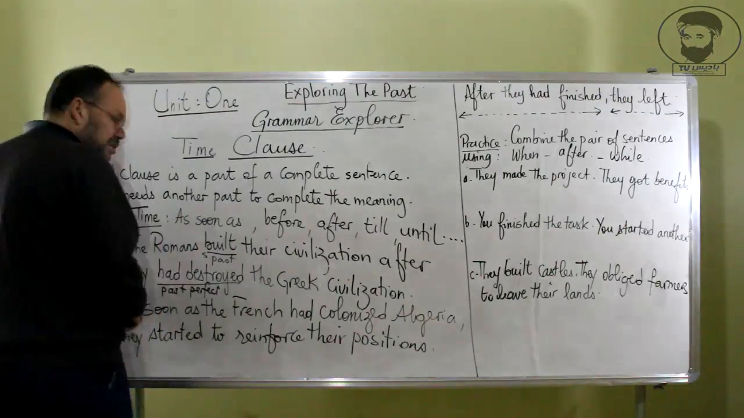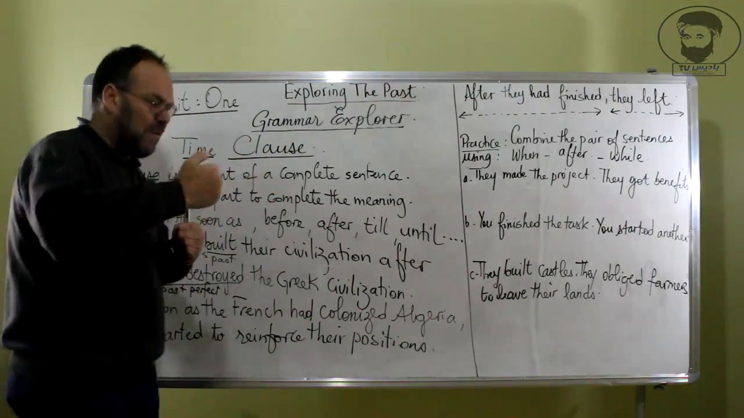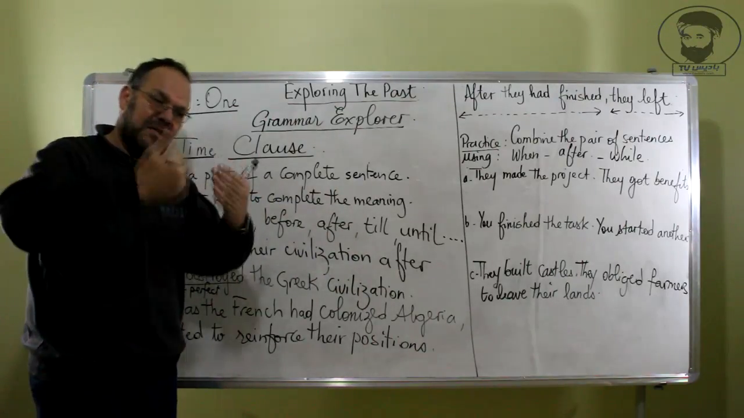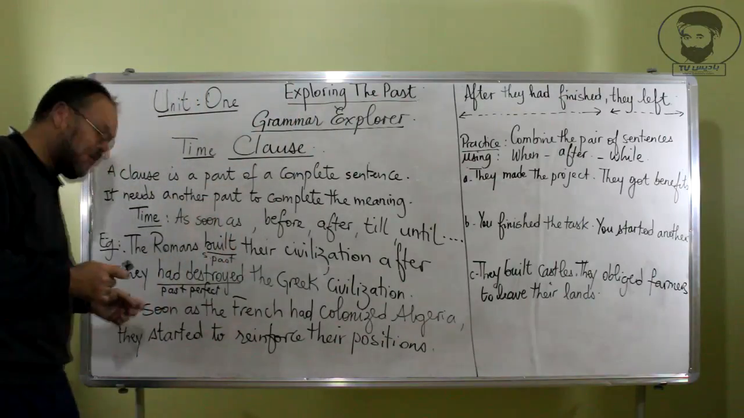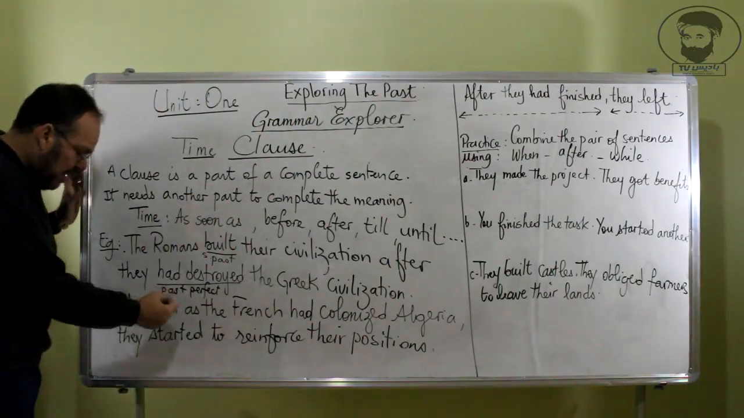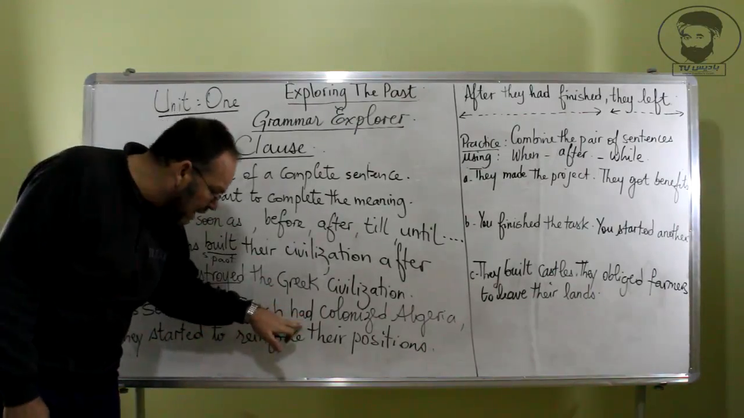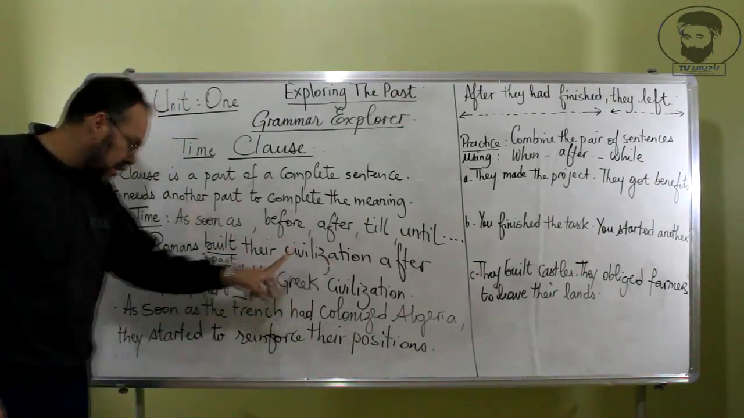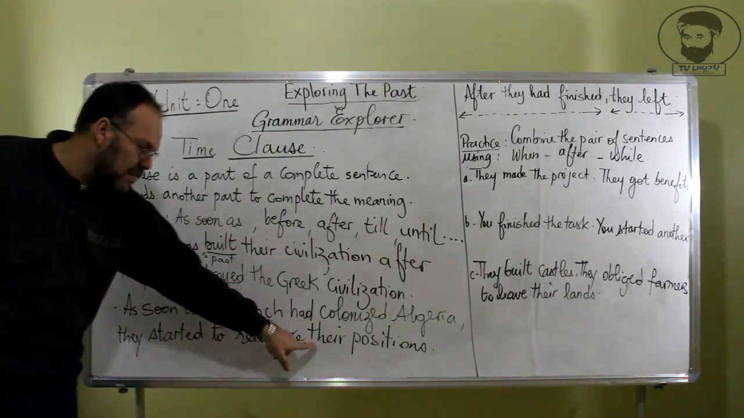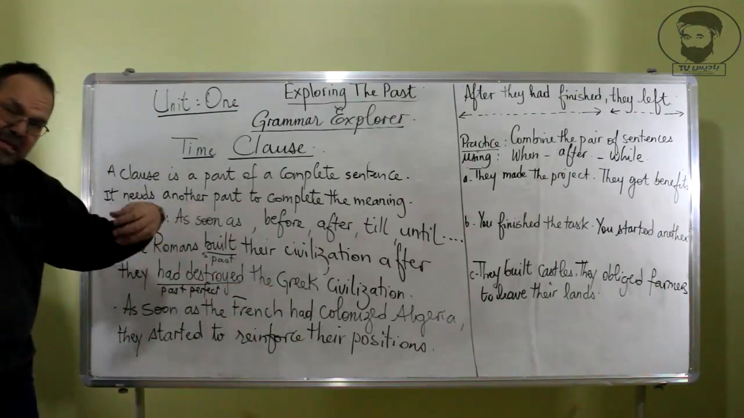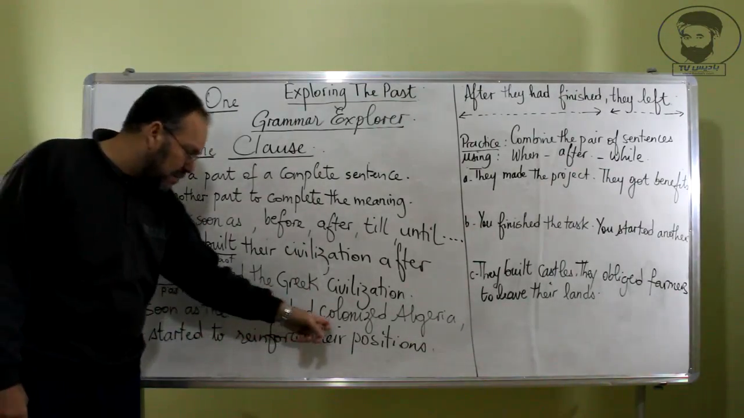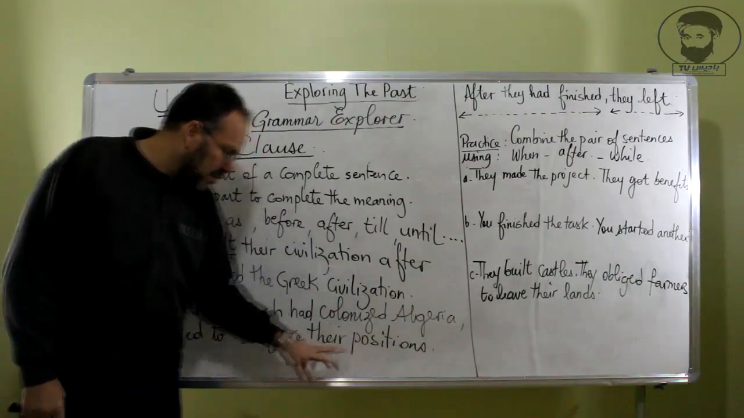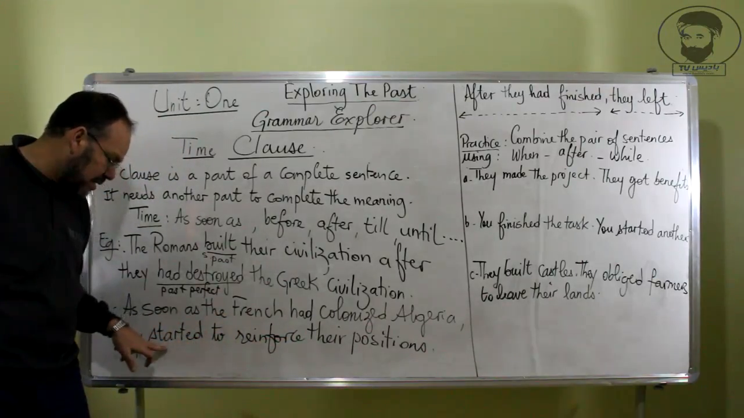Now, in this sentence, as soon as is an action just after an action. Before is an action before another action. After is an action, then another action. But as soon as means an action just after one. As soon as the French had colonized means they first colonized Algeria, then they started to reinforce their positions. If we want to express this meaning, we put the first verb, colonized, in the past perfect, had colonized, then we go to the second verb in the past, started.